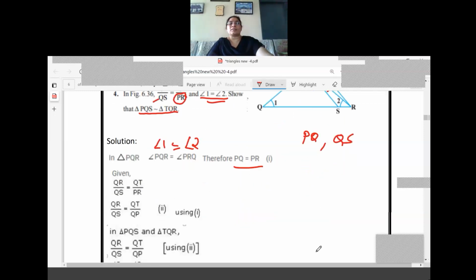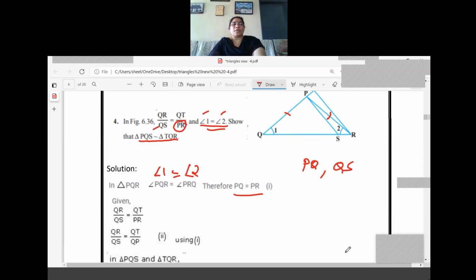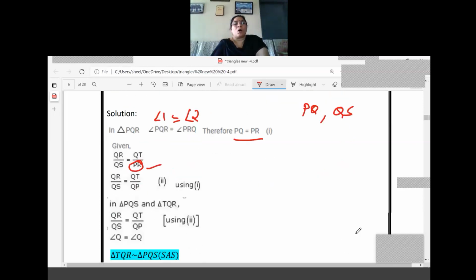So we are going to write here, see the changes. QR by QS equal to QT by PR, that is given. Now PR should be replaced by PQ. So we got QR by QS equal to QT by QP only. Now triangle PQS we have taken, and triangle TQR we have taken. So what is the criteria we have written here? QR by QS and QT by QP. Then angle Q as a common we have used. Angle 1 equal to 2 we have not used. So PQS and TQR we have taken.